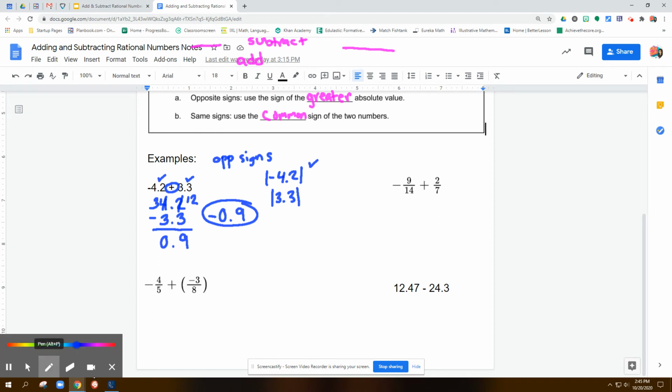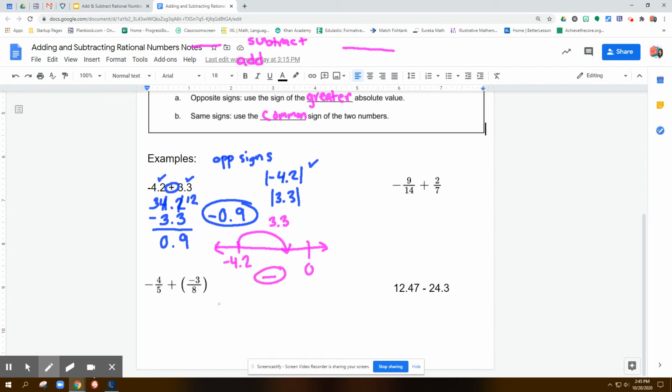Now, if you want to double check your sign, you can always go back to the number line. In our problem, we started with negative 4.2. And we were adding a positive 3.3. So we're moving this direction on the number line, but only up 3.3. That is not enough to bring us on the other side of 0 into the positive side of the number line. So your answer is still going to be negative.